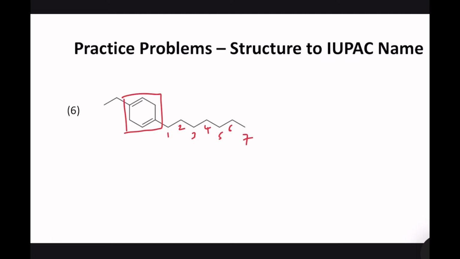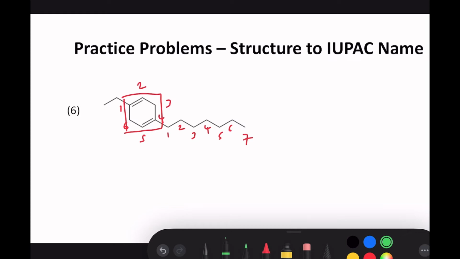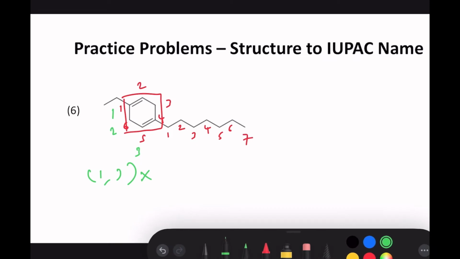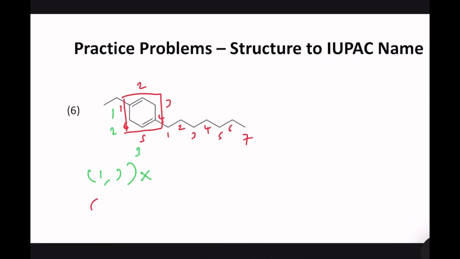How to do the numbering here? If we start numbering from here 1, and then 2, and then 3, and then 4, the double bonds are at 1 and 4 position. On the contrary, if we do the numbering in this way, it would look like the double bond is coming at 1 and 3 position, but that we should not choose because once you start the double bond you have to complete it, and therefore the 1, 4, the way we numbered first, is correct.